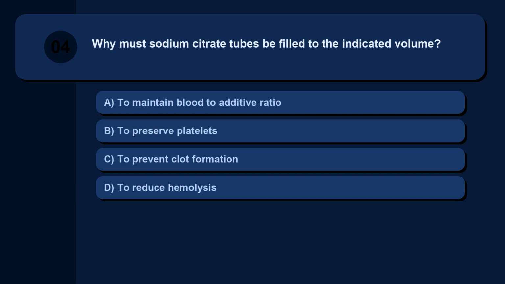Question 4. Why must sodium citrate tubes be filled to the indicated volume? To maintain blood to additive ratio. To preserve platelets. To prevent clot formation. To reduce hemolysis.